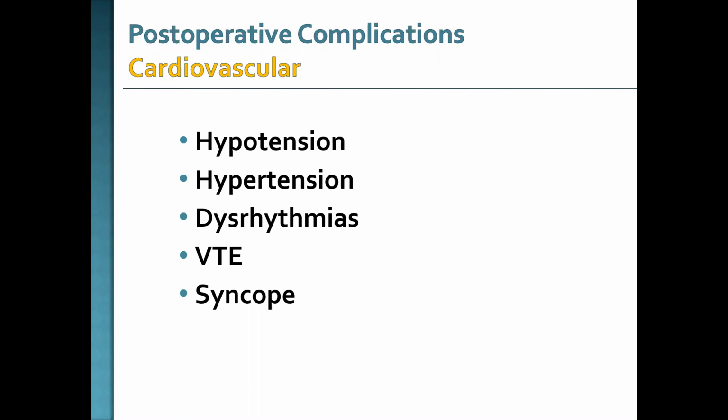Syncope, or fainting, is caused by decreased cardiac output, fluid deficits, or deficits in cerebral perfusion. It often occurs as a result of postural hypotension when the patient ambulates. So remember, when you are ambulating your patient, you want to get them up slowly from a lying position to a sitting to a standing position to avoid this.